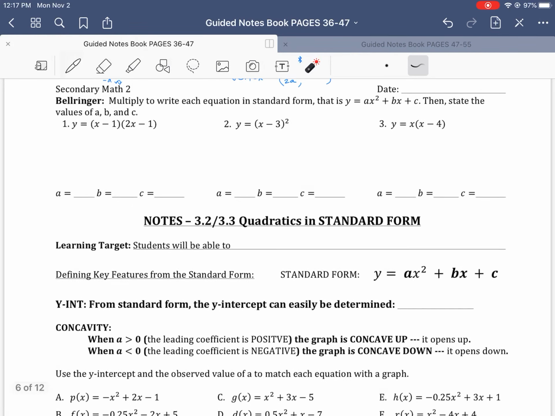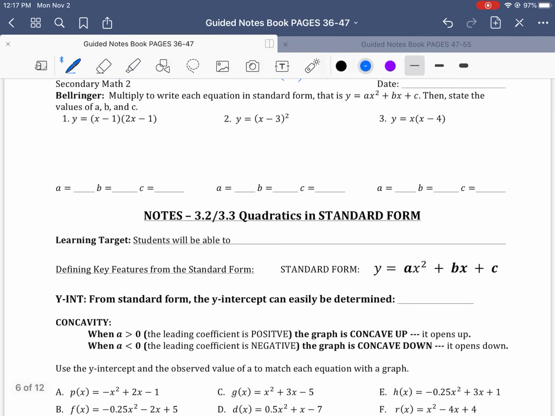So for the bell ringer, it says multiply to write each equation in standard form. So I just want us to remember that we know how to put these in standard form. We kind of started our quadratics off with this, where we could take something in factored form and we could FOIL it to write it into standard form. So in this case, we would get 2x squared minus 1x minus 2x plus 1 when we multiply all those pieces. Those two middle terms are like terms, so negative 1x minus 2x is negative 3x. And this right here would be standard form. Then we can identify those a, b, and c. So again, a comes from the x squared term, that would be 2. The b is on the x term, so that's negative 3.